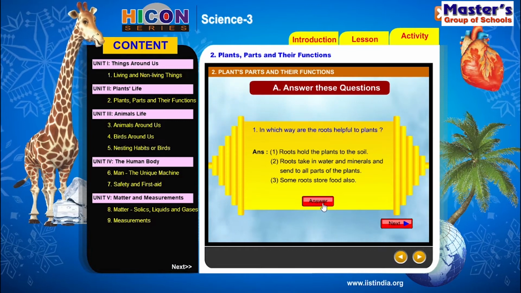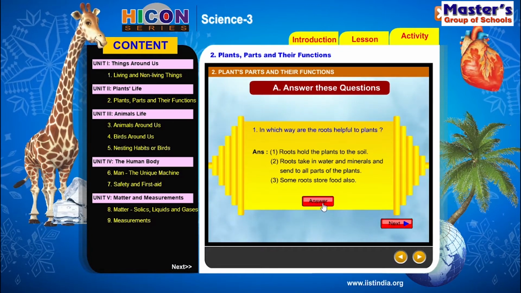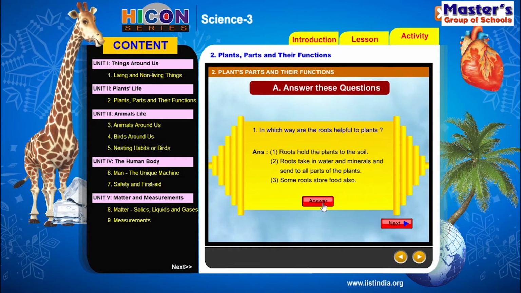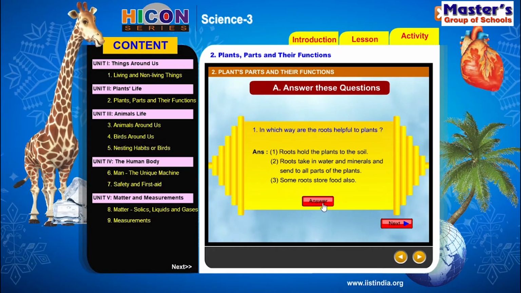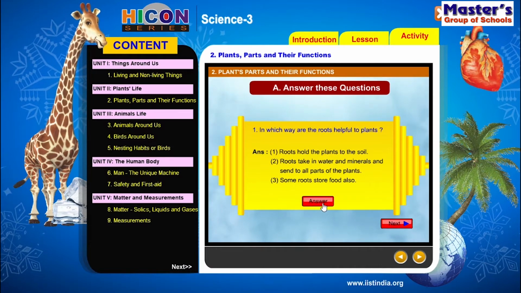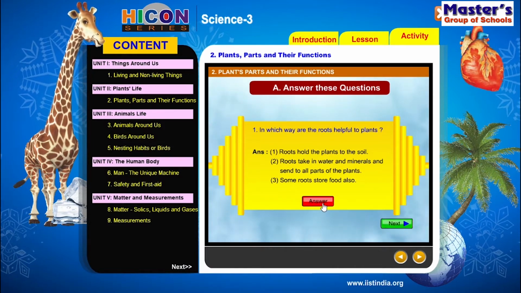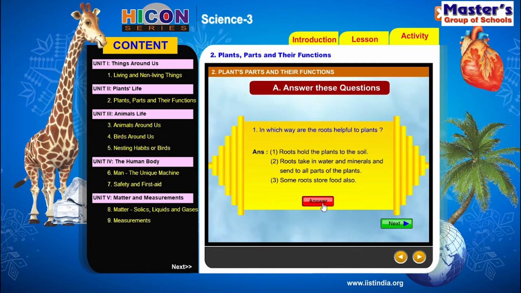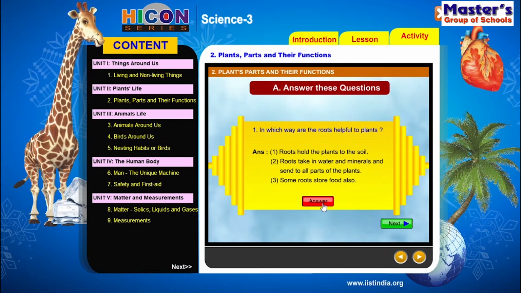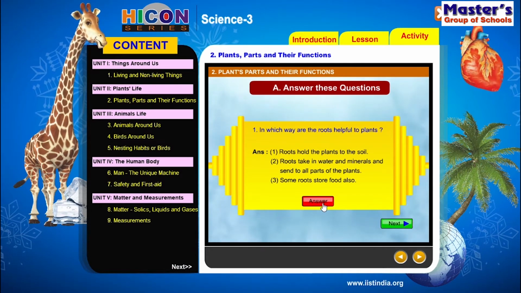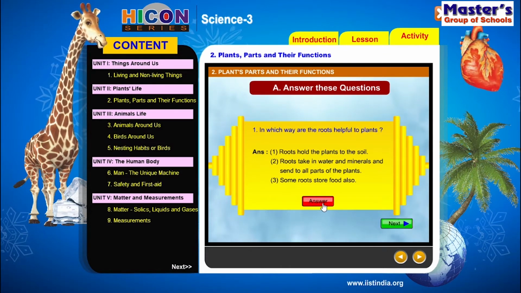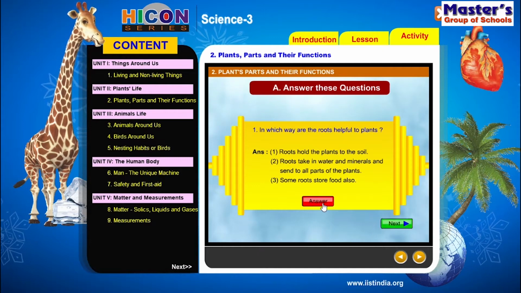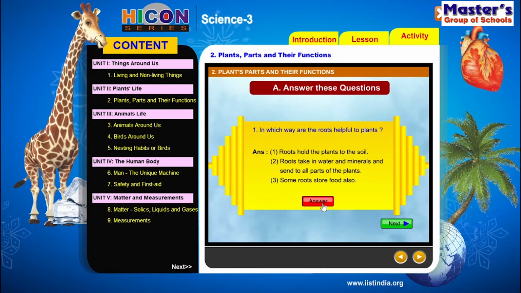So children, leaves prepare their food. For preparing food, water is also required. Here the water is supplied to the plant with the help of roots. Roots absorb the water from the soil and supply that water through the stem to all parts of the plant like leaves, branches, stem, etc. That's why roots take in water and minerals and send them to all parts of the plant.